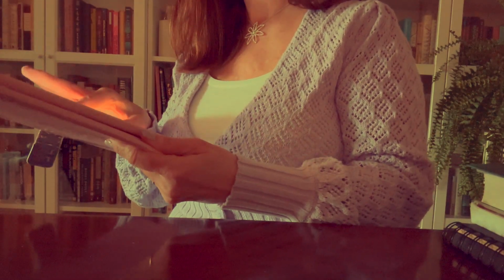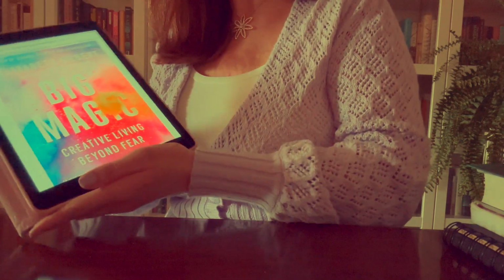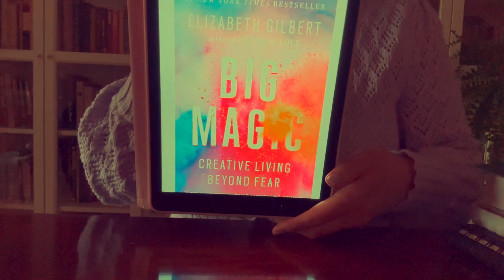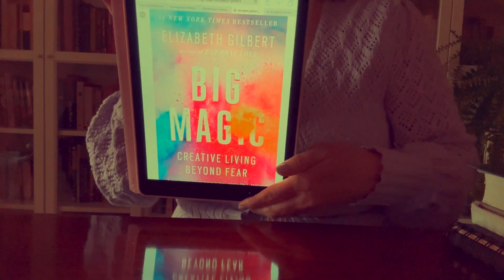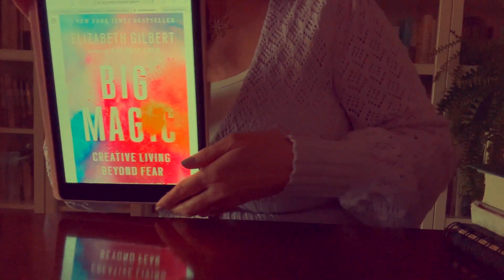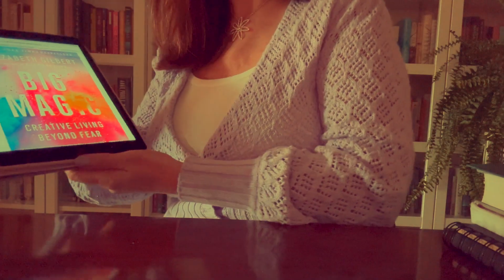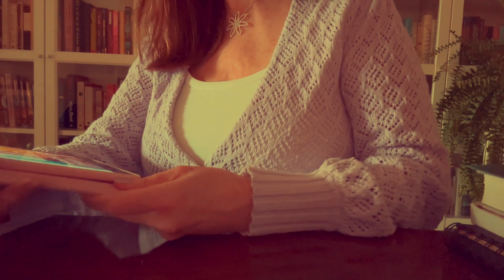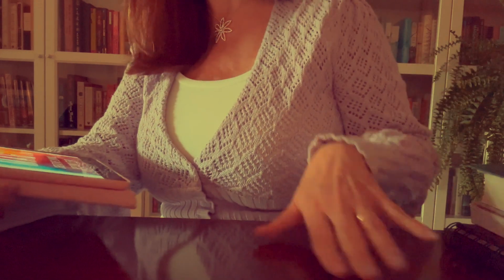We also have an ebook that you can also borrow, and I can send you the link. It's Big Magic by Elizabeth Gilbert. Yeah, you've always wanted to read this. It's not for everyone. Some people like it and some people love it, and some people prefer more of the Rick Rubin type of book.